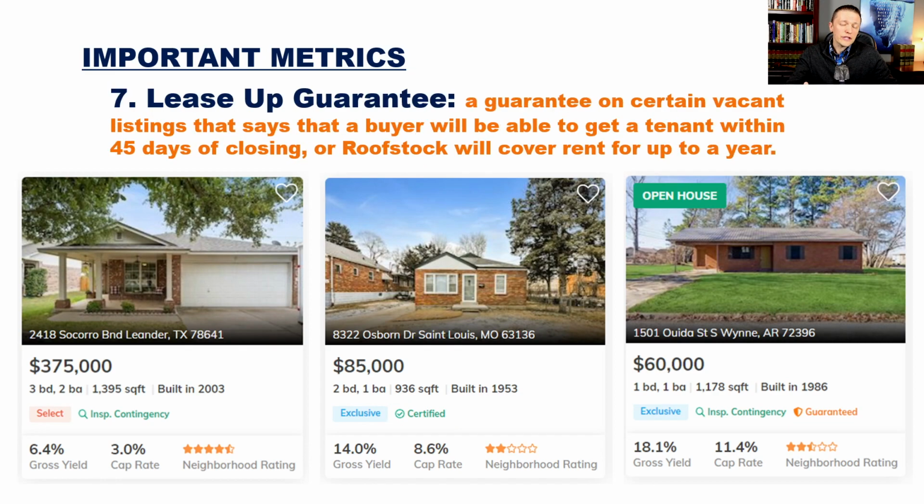The final metric that I'll mention is something called a Lease Up Guarantee. And this is a guarantee on certain vacant listings that says that a buyer will be able to get a tenant within 45 days of closing, or Roofstock will cover rent for up to a full year.